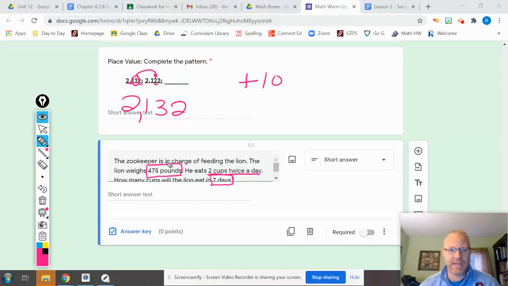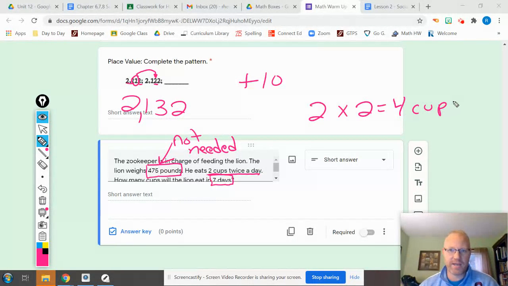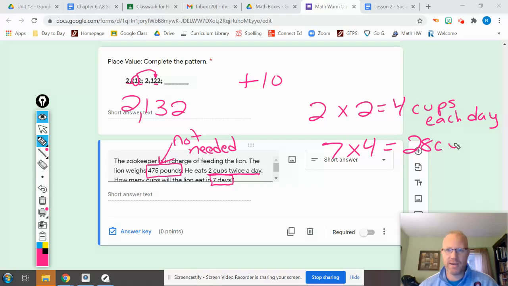Tricky question because they added this, which is not needed. So they added that just to confuse you. You don't need the 475 pounds because that doesn't matter about what he eats. He eats 2 cups twice a day. So 2 cups twice a day equals 4 cups each day. Now that you know that it's 4 cups each day, you have 7 days. So 7 days times 4 cups equals 28 cups in a week.